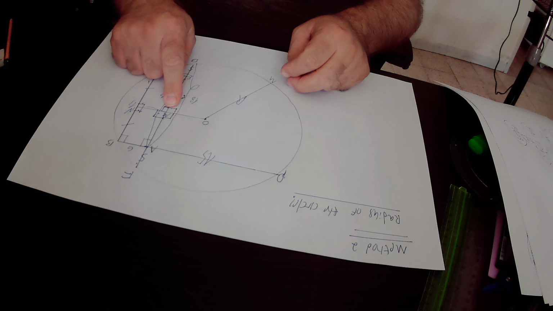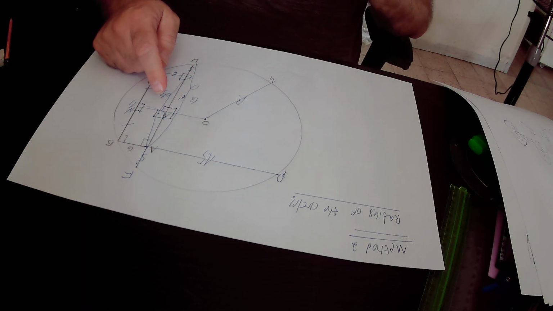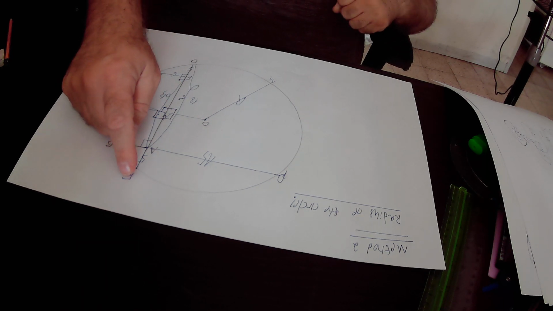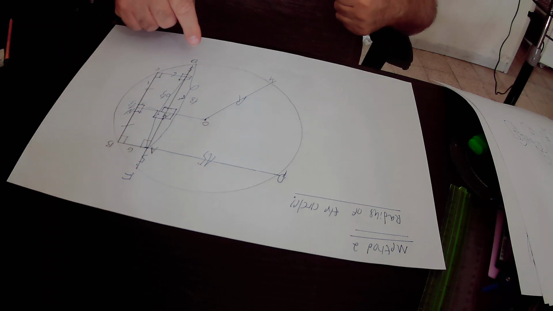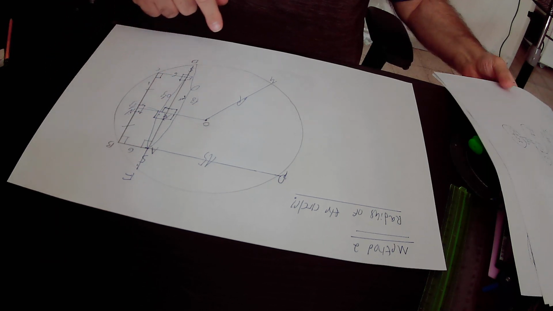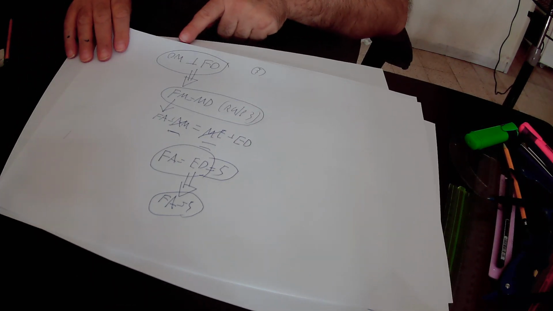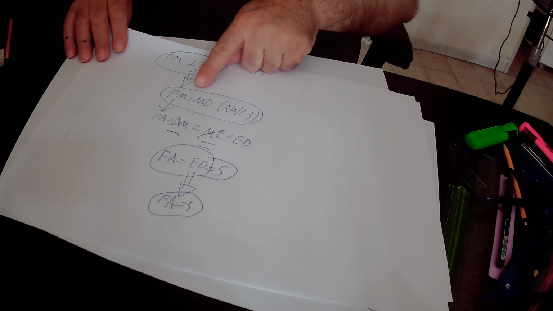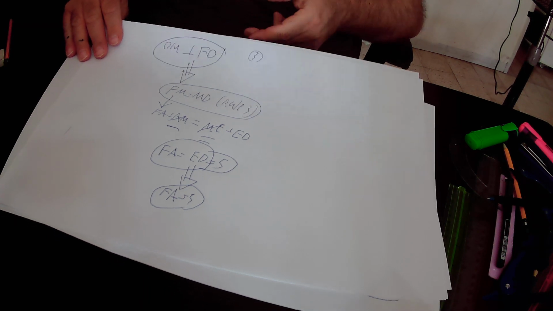Why? Because this angle equals 90 degrees and this angle equals 90 degrees. Therefore, we can implement here rule number 3. Because line segment OM is perpendicular to chord FD, according to rule number 3, the perpendicular OM bisects chord FD. That is to say, FM equals MD.